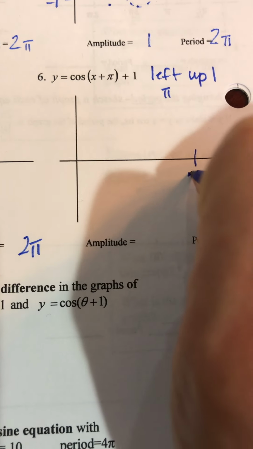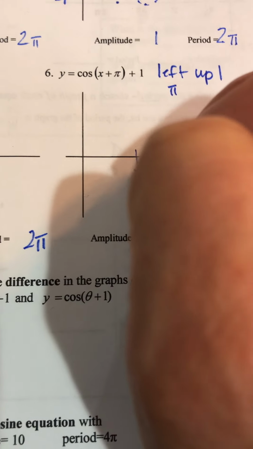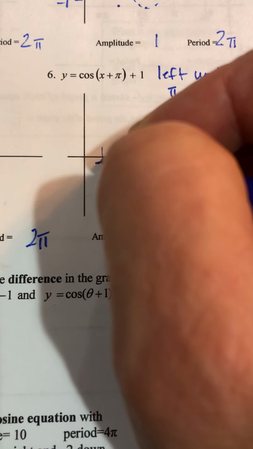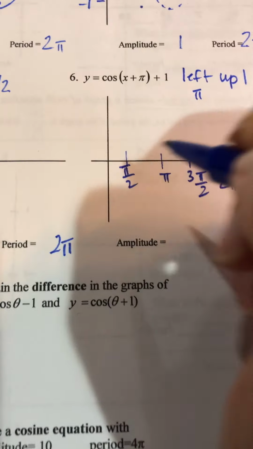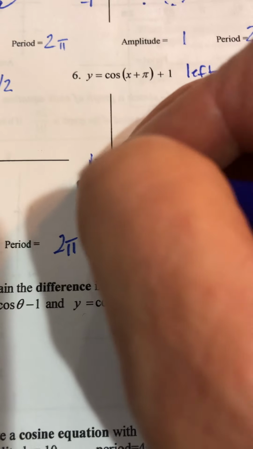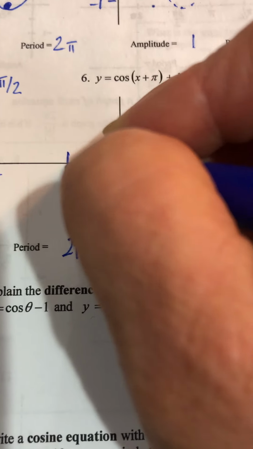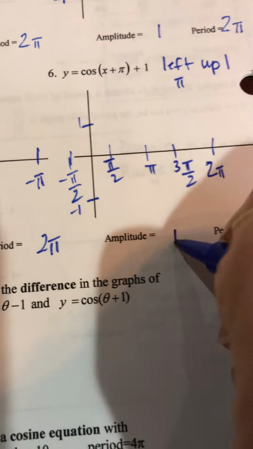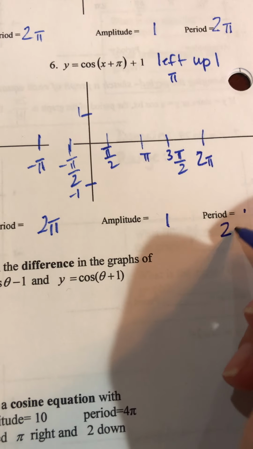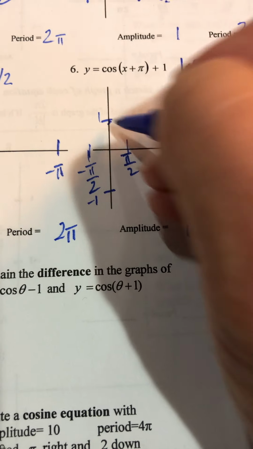Left pi, up 1. So this is going to be left kind of 2 clicks. So pi, every tick mark is 1/2 pi. So if I go left, I'm going to have to go negative pi over 2 and then negative pi. And there's my 1 and my negative 1. Amplitude is still going to be 1. Period is still going to be 2 pi.